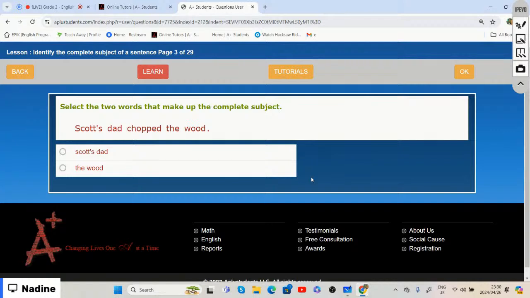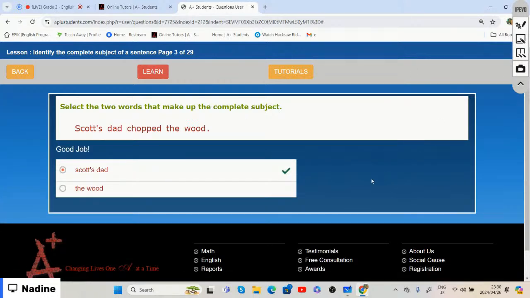All right. So if we were to choose the correct one, we would say the first option, which is Scott's dad. So Scott's dad is the person that chopped the wood. If we were to ask who chopped the wood, we would say Scott's dad chopped the wood. So well done.